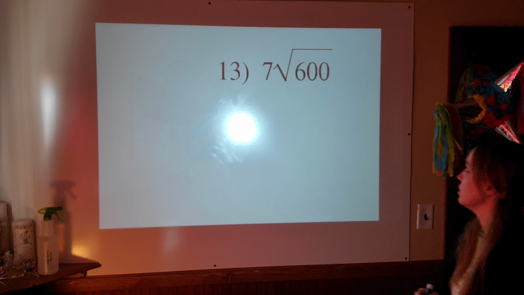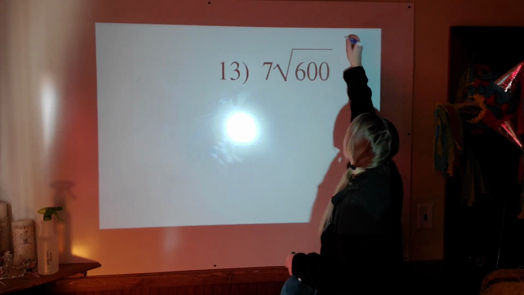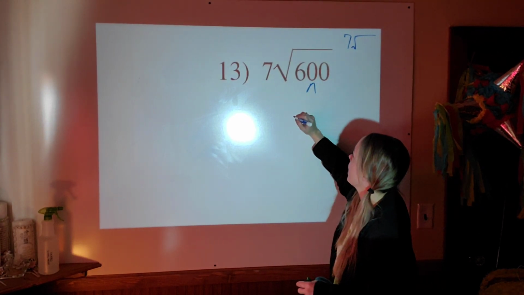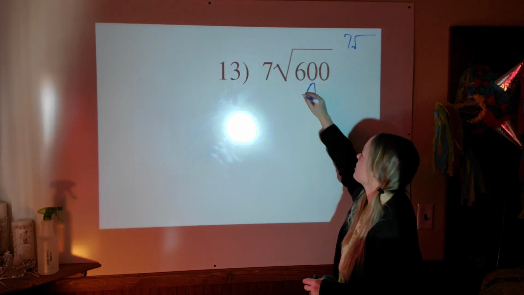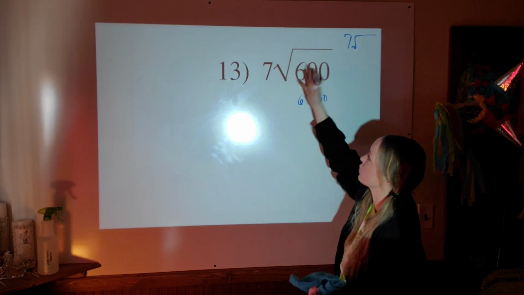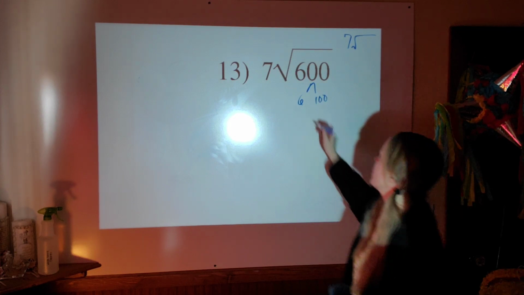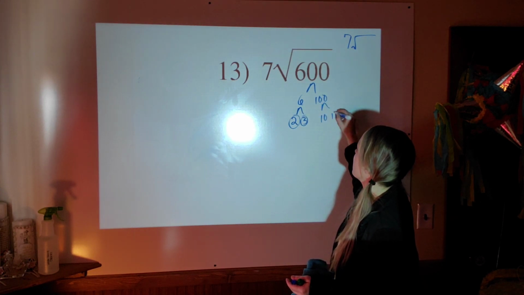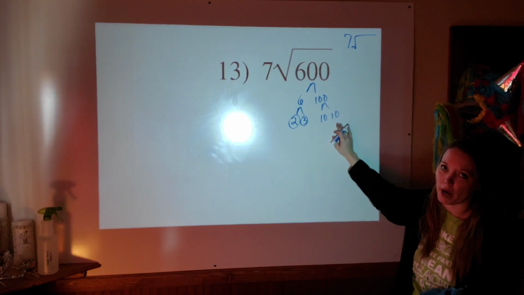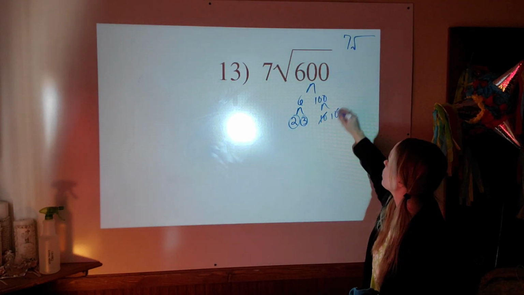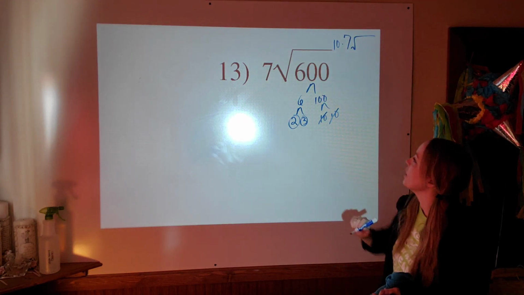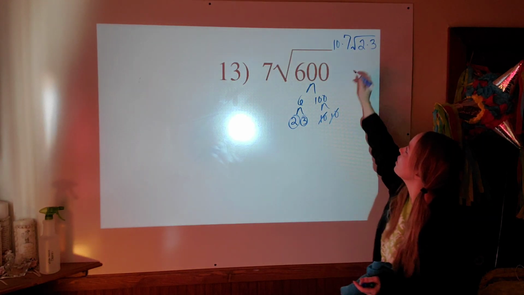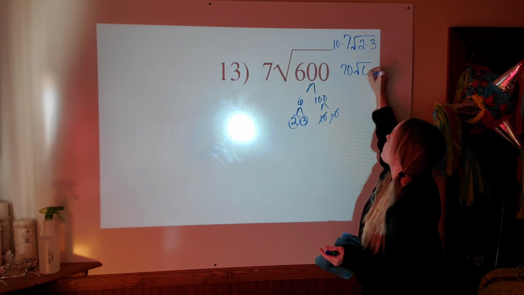Alright, on this one, again, you have the 7 out in front here, and then the square root of something. Okay, so the 600 is easy. Anything that ends with 00 is 6 times 100. So 6 times 100. 6 is 2 and 3, and 100 is 10 and 10, which again, they're not primes, but they're repeating. So I'm going to go ahead and cheat and pull that out in front. And then I don't have any other repeating, so that means that 2 and 3 is going to be stuck inside. So we've got 70 square root of 6.